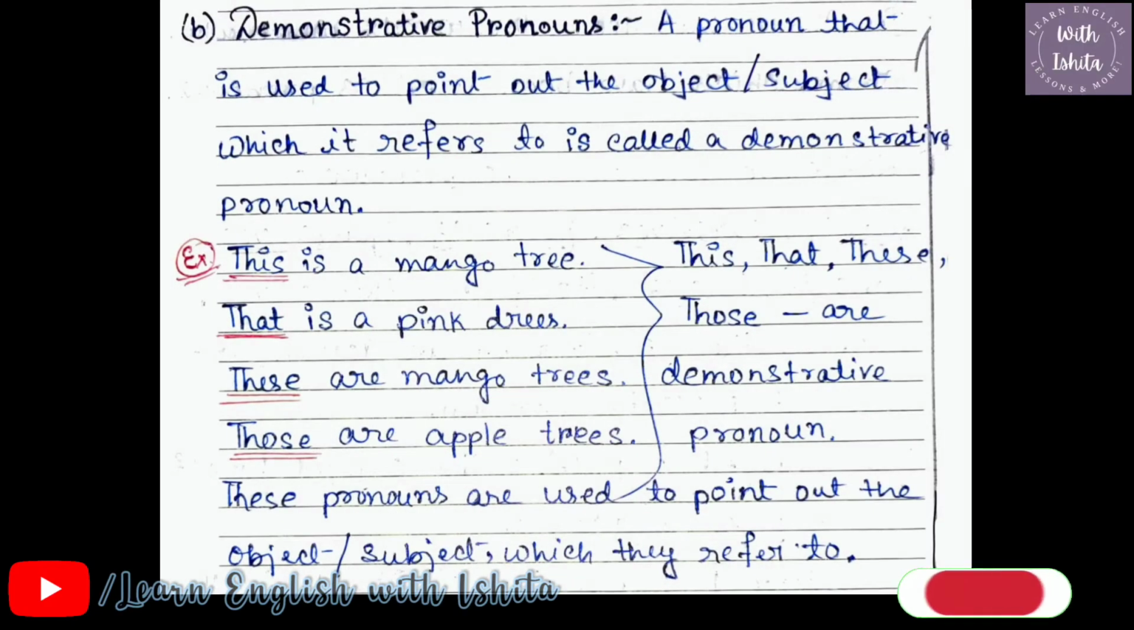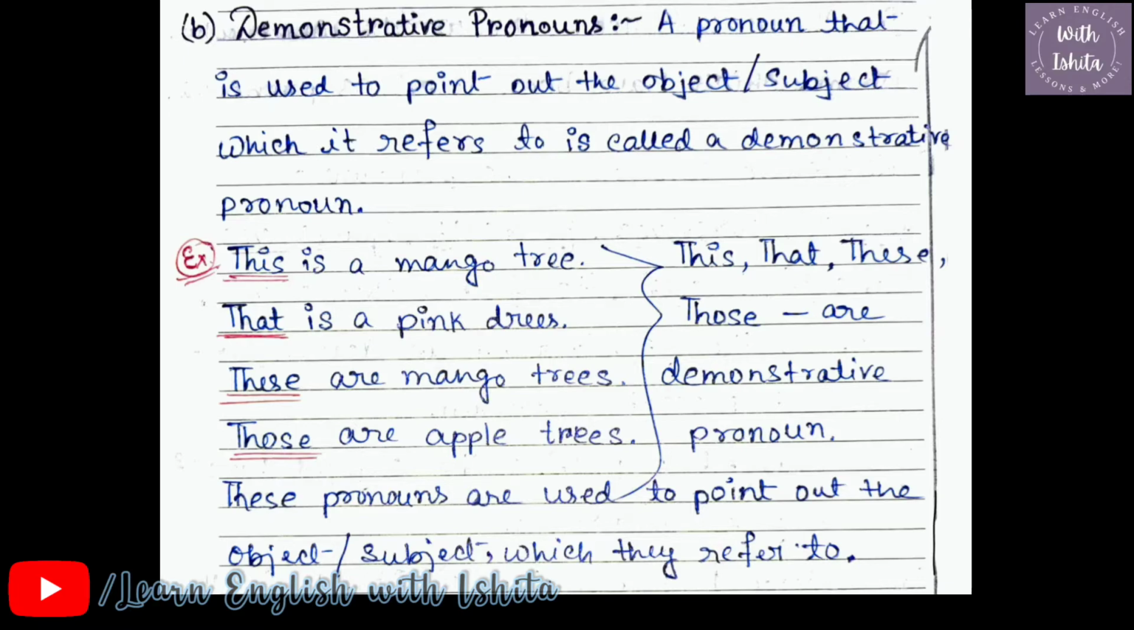Now we're gonna look at demonstrative pronoun. A pronoun that is used to point out the object or subject which it refers to is called a demonstrative pronoun. Let us see the following sentences. This is a mango tree. That is the pink dress. These are mango trees. Those are apple trees. These pronouns are used to point out the object or subject which they refer to. This, that, these, those are called demonstrative pronouns.